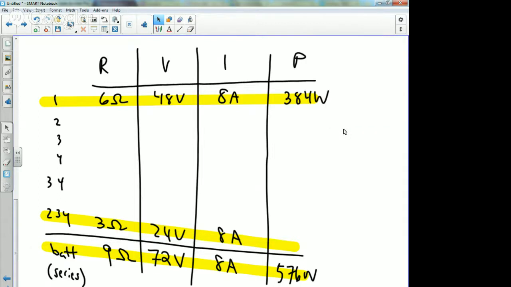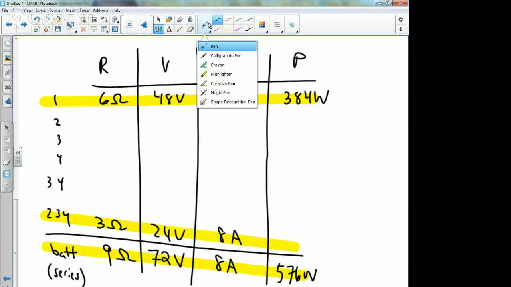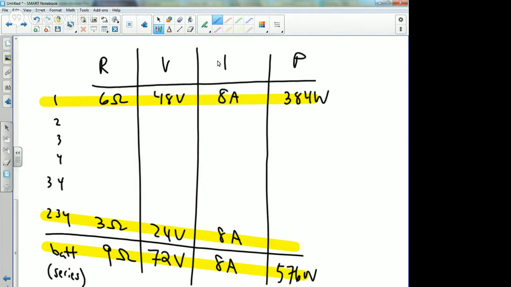I'll use another highlighter. It's fine. Crayon. Sure, crayon, why not? So now I'm going to cross this out. Oh, no, crayon's not going to work. Okay, so I kind of crossed it out now. I know, it looks terrible.